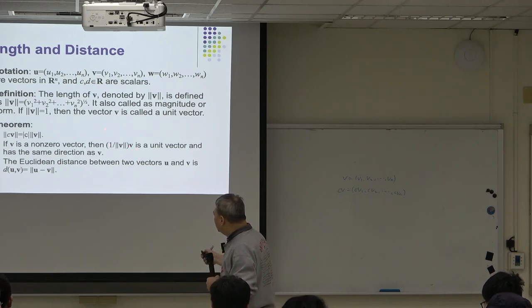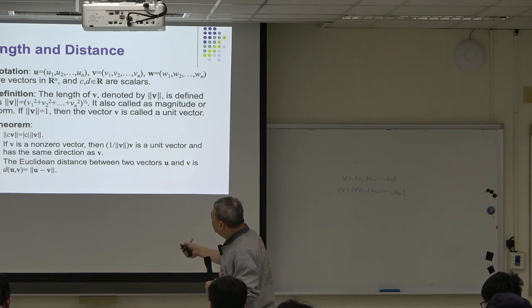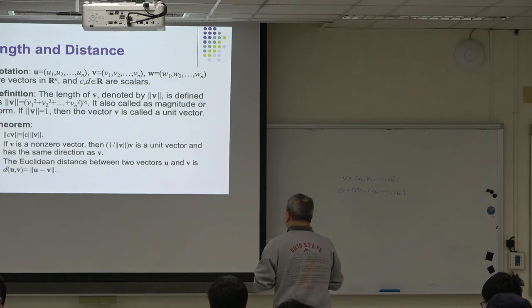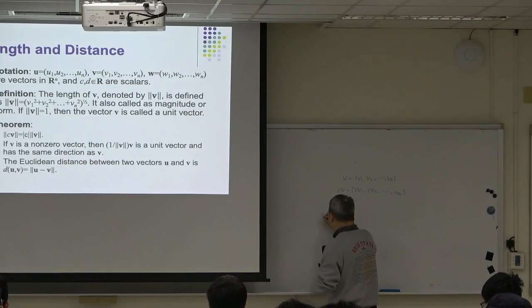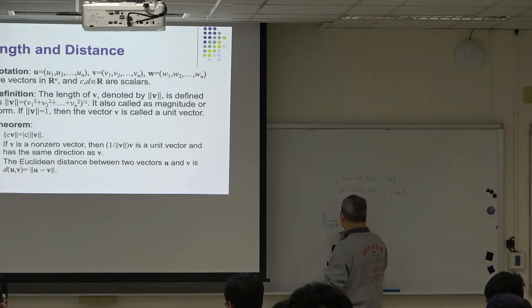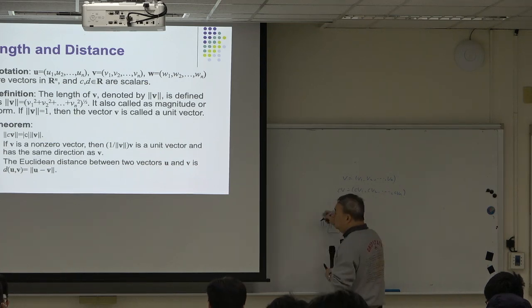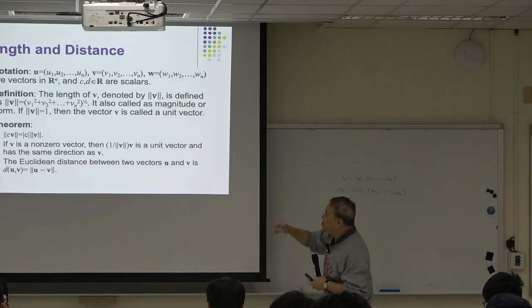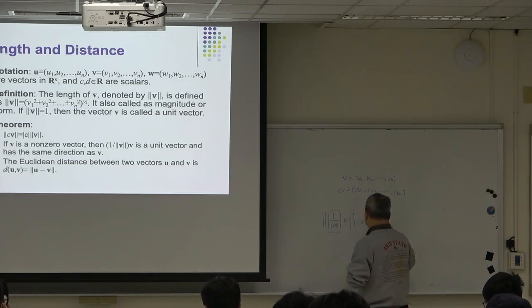This one is a unit vector. It's very easy. How do we verify this is the case? You just need to take the norm of it. This one is just according to the first rule, you get this out, right?